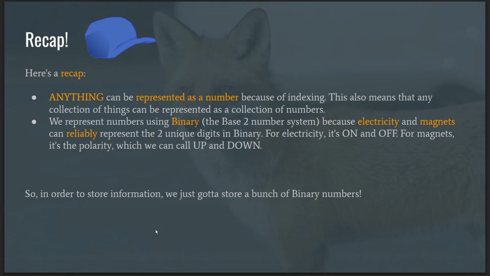Next point, we represent numbers using binary, because electricity and magnets can reliably represent the two unique digits in binary. For electricity, it's on and off. For magnets, it's the polarity, which we can call up and down. So in order to store information, we just got to store a bunch of binary numbers.